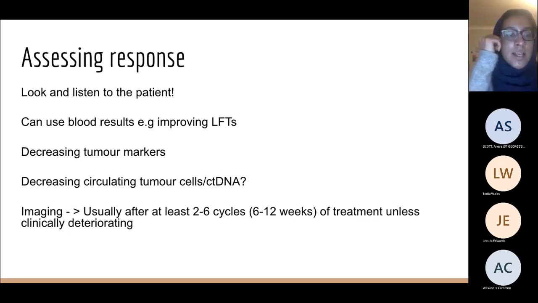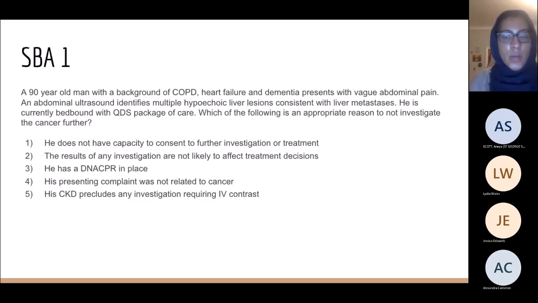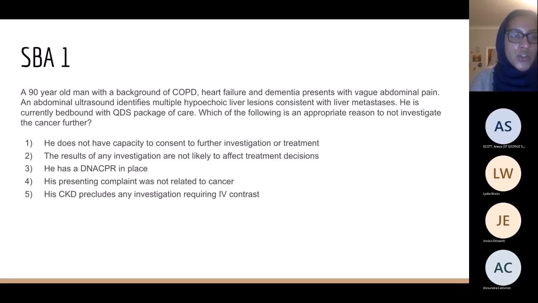And the more reliable way of seeing someone's response is, of course, through imaging. And you will often do repeats, say chest x-rays or CT scans after 6 to 8 weeks or after 2 to 6 cycles of a treatment, unless they're clinically deteriorating. Okay, so that was just a run through of some of the key principles that you may come across in oncology.